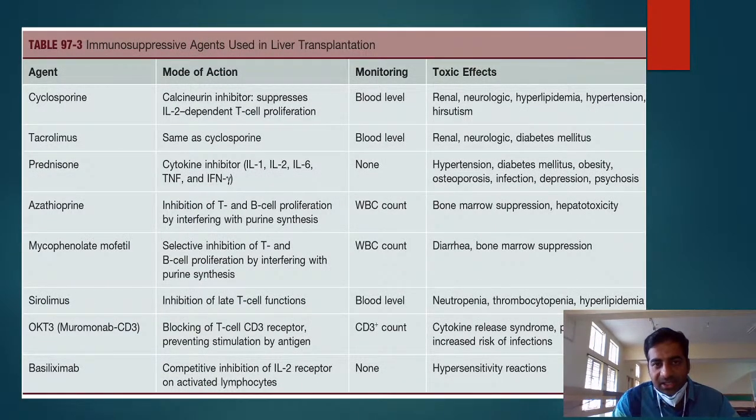The immunosuppressive drugs mainly used in liver transplantation are cyclosporin, tacrolimus, prednisolone, azathioprine, mycophenolate mofetil, sirolimus, OKT3, and basiliximab. Cyclosporin and tacrolimus are mainly similar, but the more important side effect is renal toxicity. Both are nephrotoxic, so they are usually not preferred. Prednisolone with azathioprine is usually given. The side effect of azathioprine is bone marrow suppression. It is also hepatotoxic, and it inhibits T and B cell proliferation.